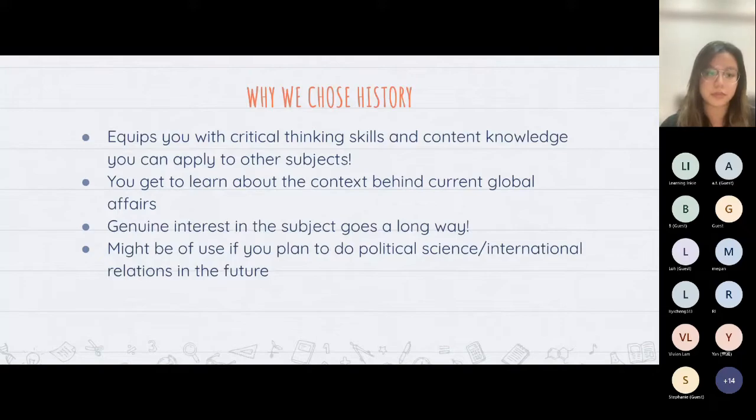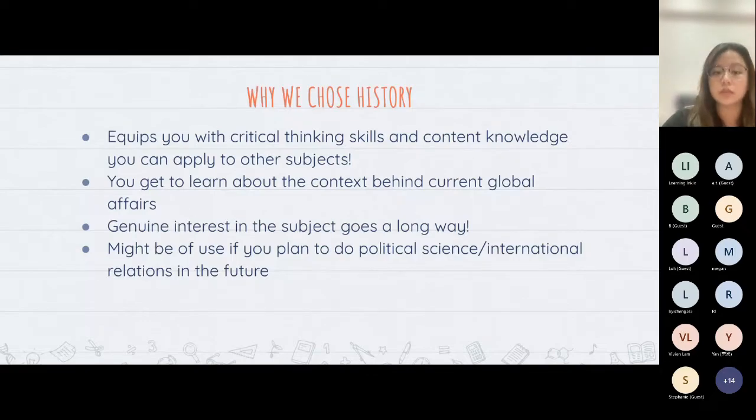Yes, and also if you plan to do political science or international relations, and also if you plan to do history in the future at the university level, I think taking history may be useful for you because it helps you to understand the context for a lot of global events.